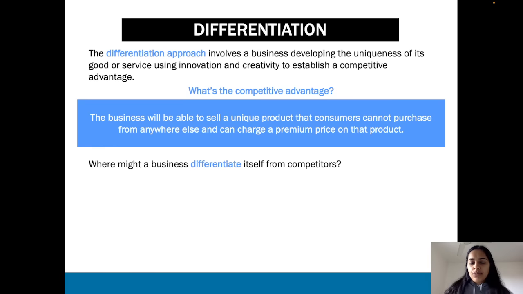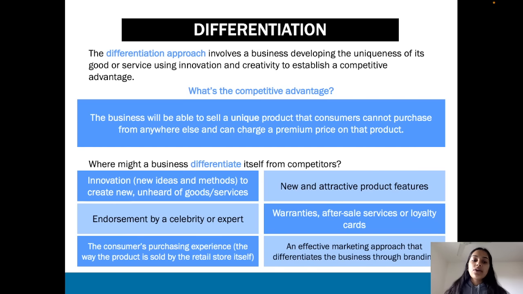And so where might some businesses look to differentiate themselves from their competitors? They might use innovation, so use new ideas and methods to create new and unheard-of goods or services. Maybe thinking of some funky ice cream flavors, for example, that's unlike any in the market. That would be an example of a business using the differentiation approach. They might even look to get an endorsement by a celebrity or expert, build some new and attractive product features, something unlike what's in the current market. Offer more exclusive or better warranties, after-sales services, or loyalty cards. Maybe even think about the way they're marketing and branding themselves, being a bit more unique in the way they market themselves. And then also the consumer's buying experience, offering a unique buying experience when they set foot into the store, things like that.